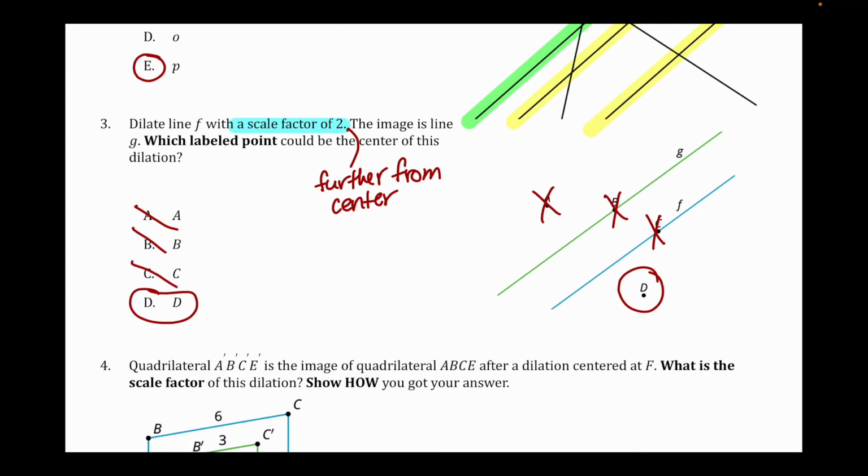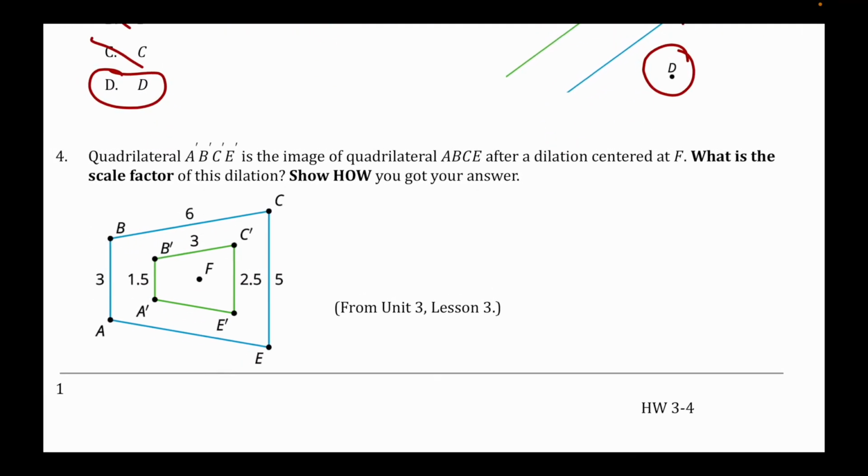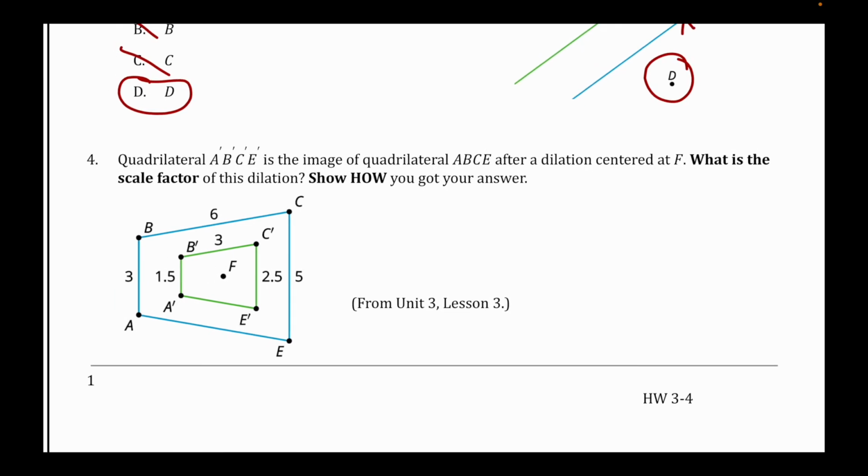So I can write that down as my answer for that one. For question 4, we have quadrilateral A prime, B prime, C prime, E prime. It's the image of A, B, C, E after a dilation centered at F. So I see they gave me a center of F. I'm going to highlight F here.